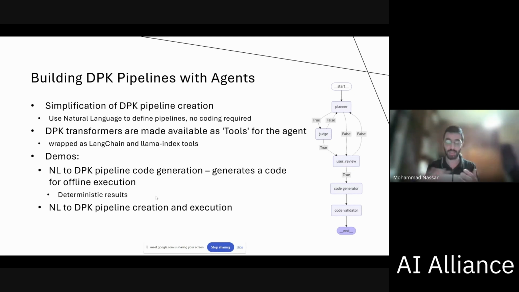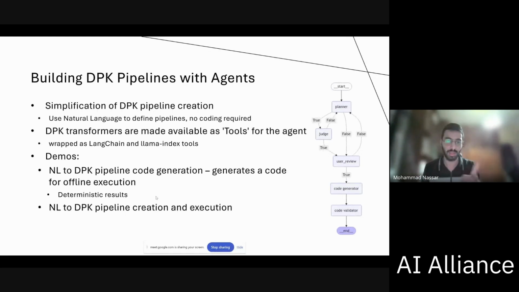Imagine describing the data transformation that you need in plain text: I want to filter the data by X and Y, and so on. By describing the task that you want, the system or the agent can build the pipeline for you. Okay, this is the first one, without coding.